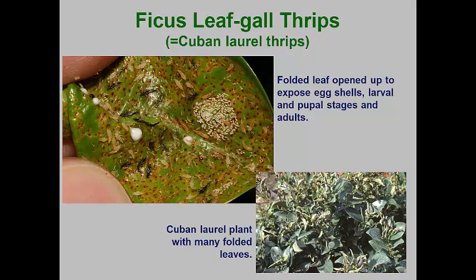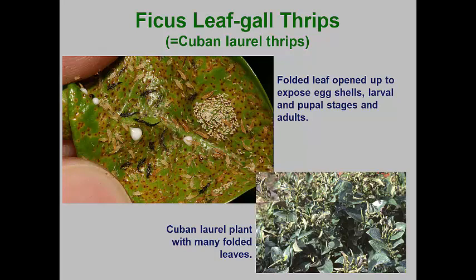A pair will often cause folding of a young leaf, and inside this protection the female will lay a batch of eggs. After the eggs hatch, the nymphs feed, which causes dark marks to appear on the folded leaf outer surface. A complete generation takes about 30 days to complete, and the new adults will exit the folded leaf to attack other newly expanding fig leaves.